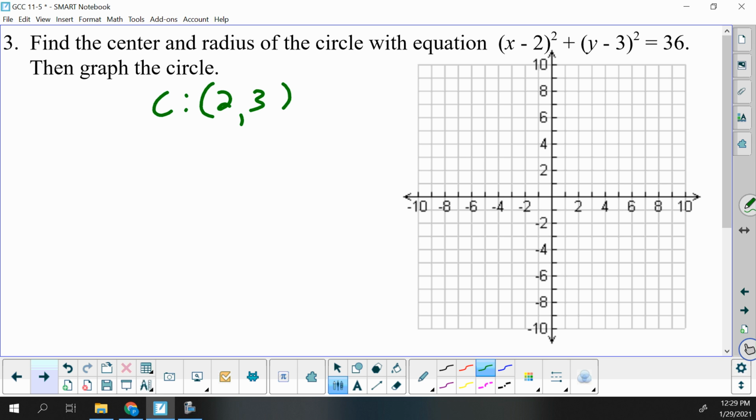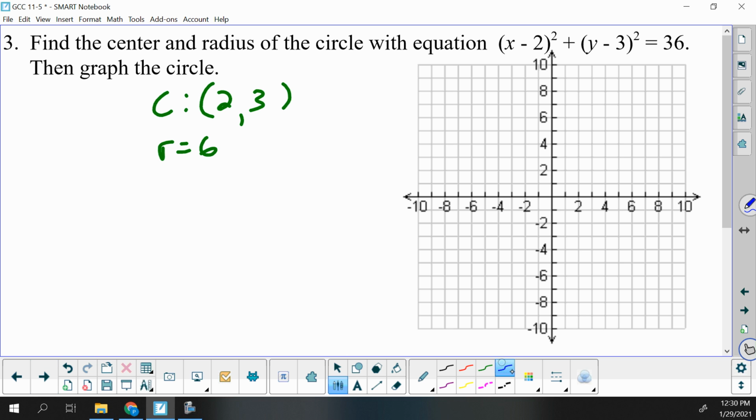So we need to think what number times itself gives us 36. And if you're not sure, just start climbing the ladder. 2 times 2 gives us 4. Nope. 3 times 3 gives us 9. Still too small. 4 times 4 gives us 16. Getting closer. 5 times 5 is 25. All right, getting pretty close. 6 times 6 is 36. Okay, that means our radius is 6, because 6 times 6 is 36. Often they will be nice numbers. If not, it would just be square root of whatever you see there on the right.